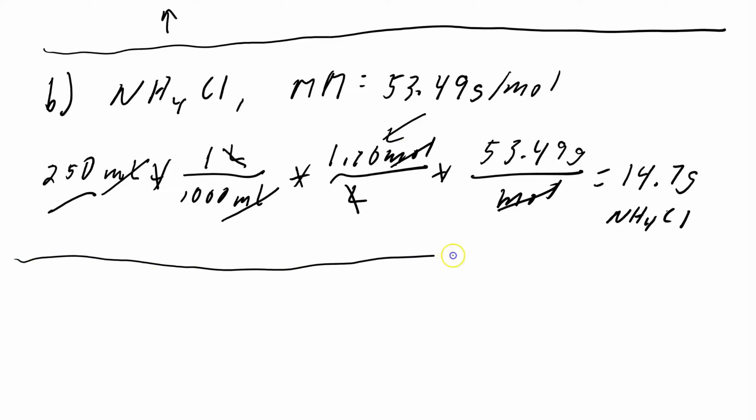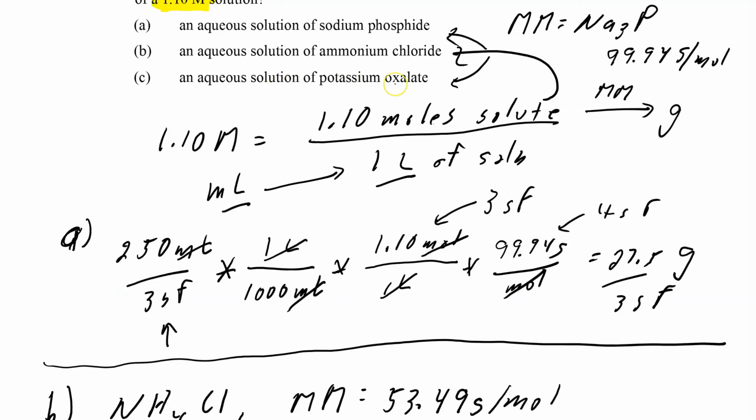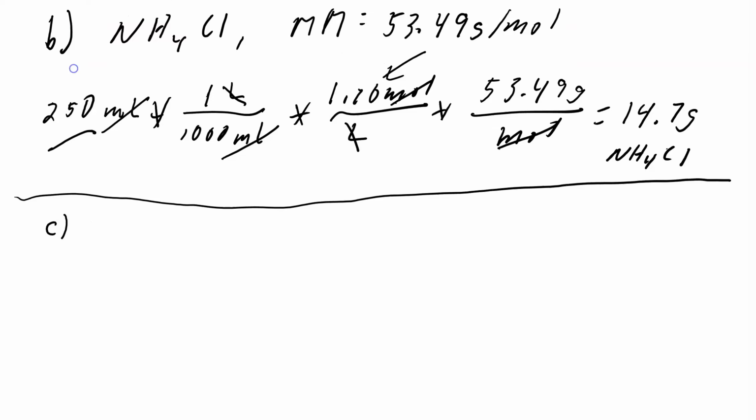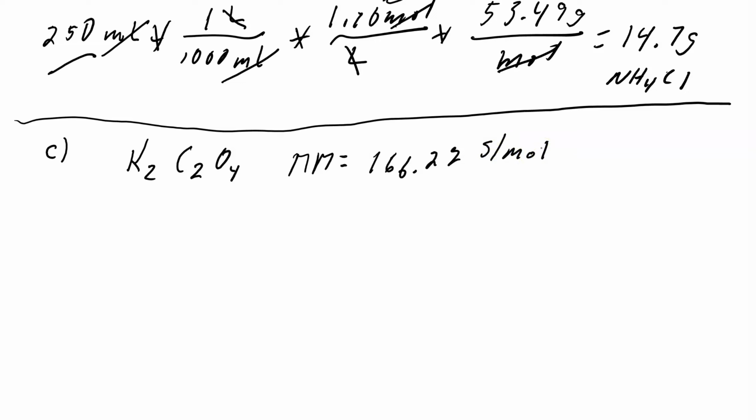Our last chemical is part C, and here we're looking at an aqueous solution of potassium oxalate. Now you may need to look that formula up. Oxalate is not one of the common ions that we talked about with our nomenclature, but the chemical formula is K2C2O4. So the oxalate anion is a polyatomic anion, C2O4, with a -2 charge. What we need here is the molar mass of this salt, and that turns out to be 166.22. Again, please verify that with the atomic weights from the periodic table.